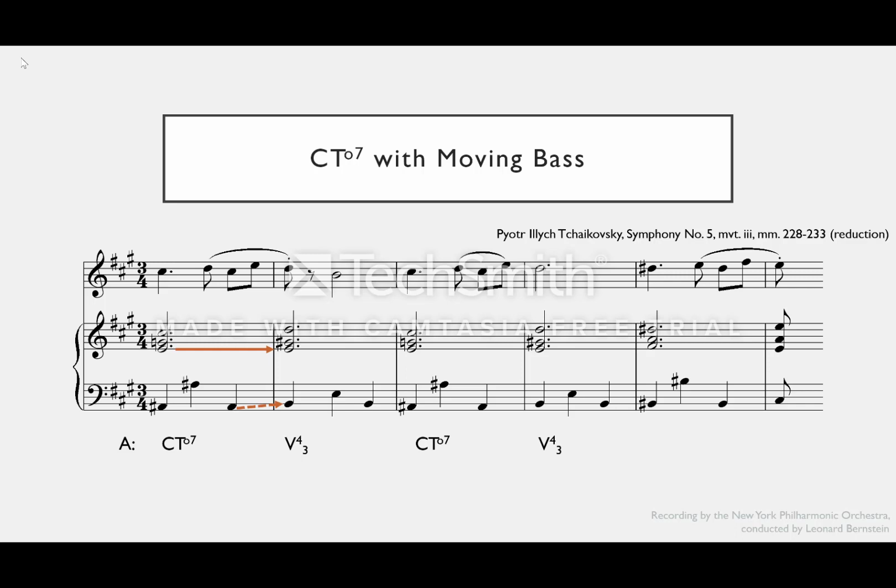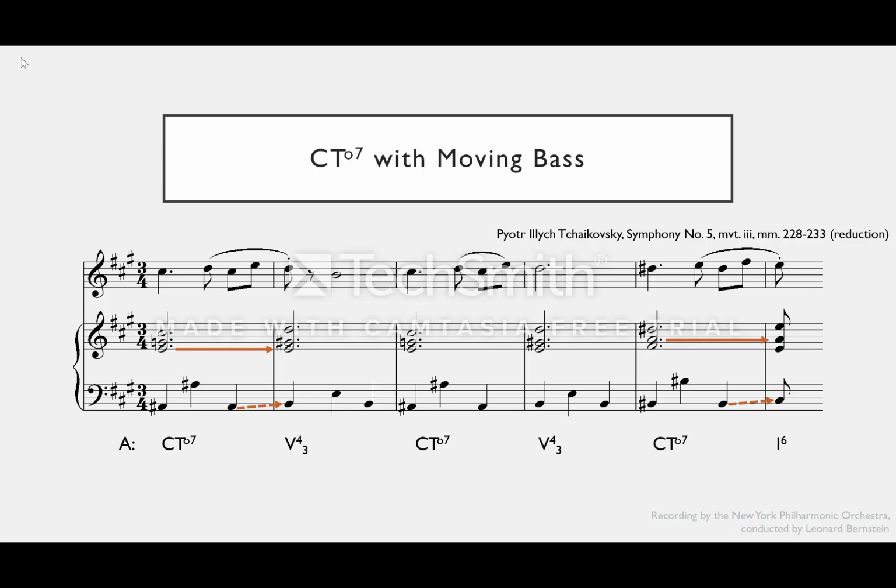But how about these last two measures? Again, we have what appears to be leading tone motion in the bass, a B sharp diminished seventh chord leading up to a C sharp. But as you can see, this is not a C sharp chord. It's a 1-6, and we have the common tone A here in an inner voice. So once again, we'll designate this as a CT diminished 7.